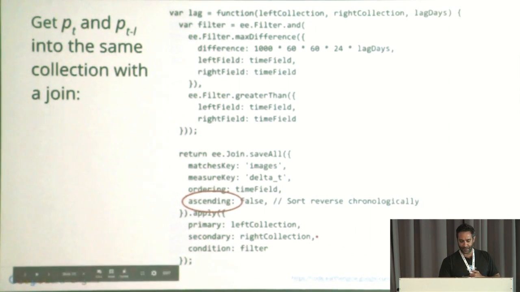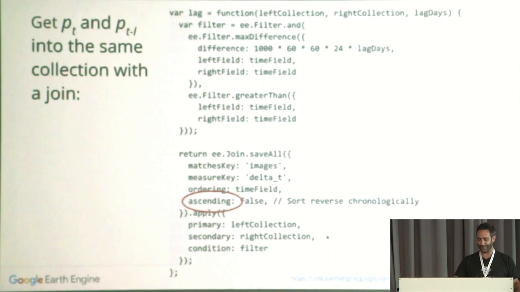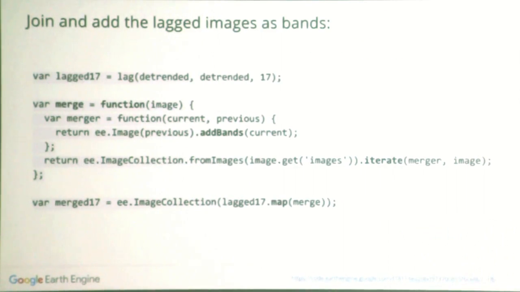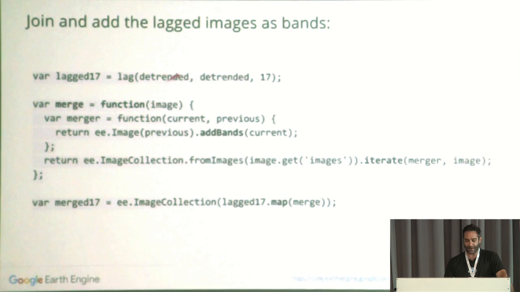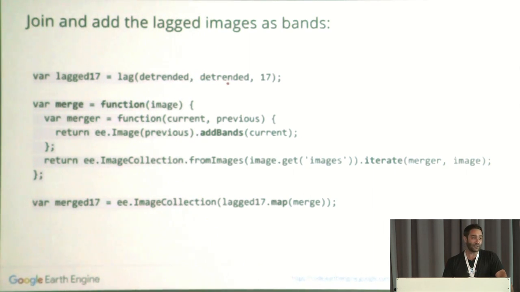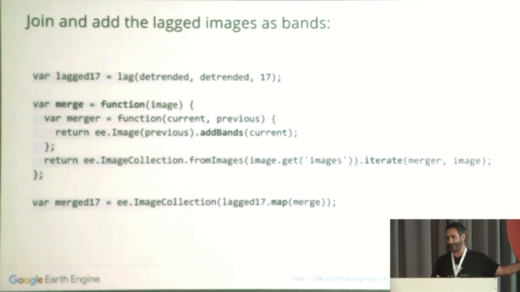Sorted reverse chronologically. Right, these are the arguments to this function, which are just going to be the same time series. So there it is. As I mentioned previously, we are joining the images to themselves, or the collection to itself. So I've specified the same variable, which is that detrended series. These are the arguments to this function: the left collection, the right collection, and the number of days. The left collection is detrended, the right collection is also detrended, and 17 days to get about one image per time point. So one t-1 image in that images list.